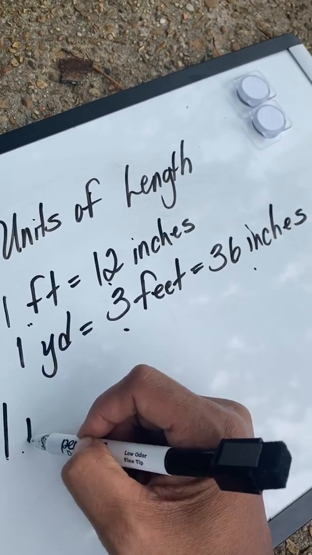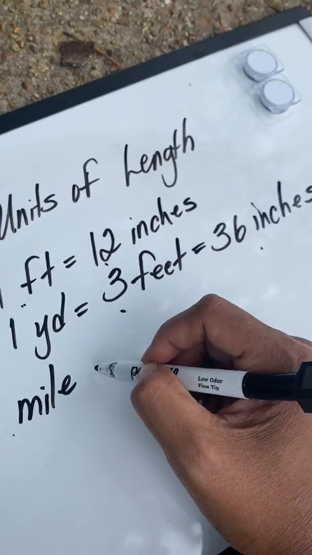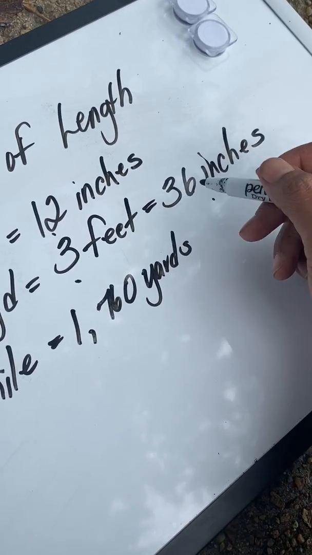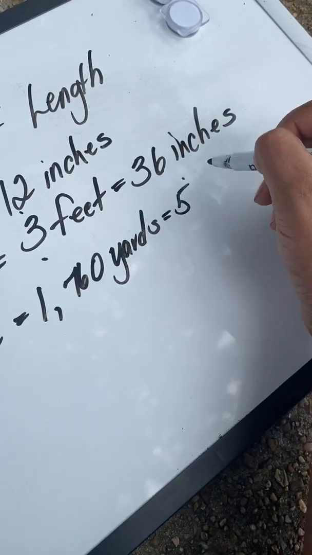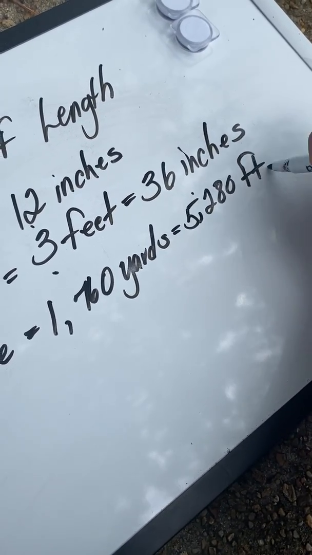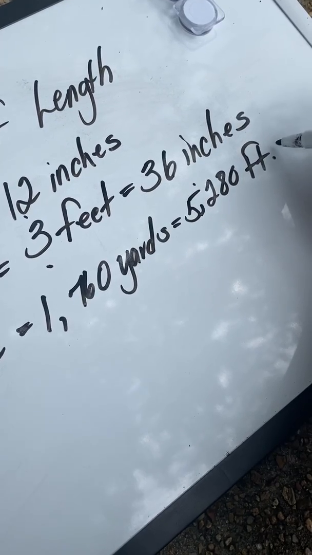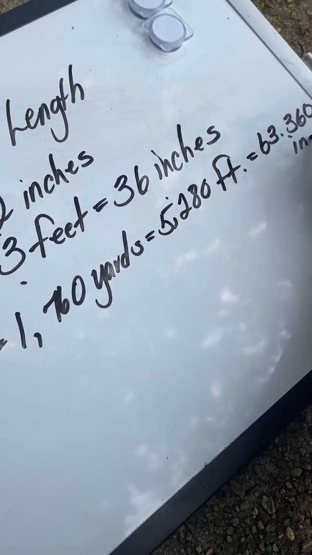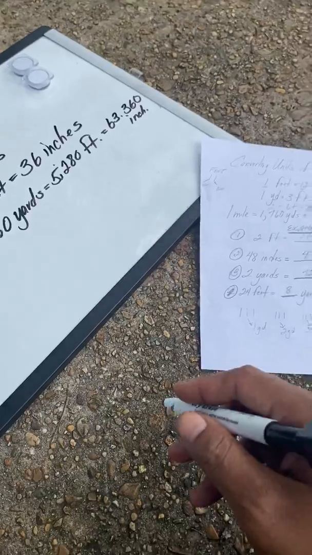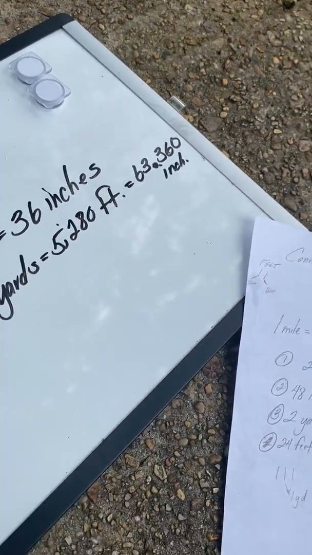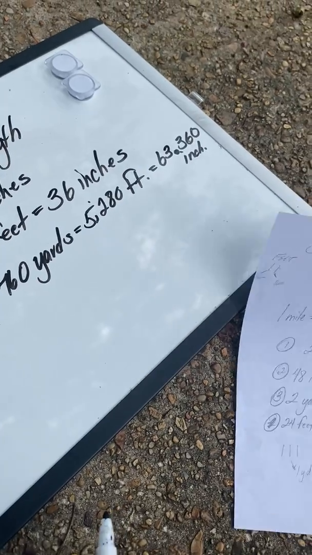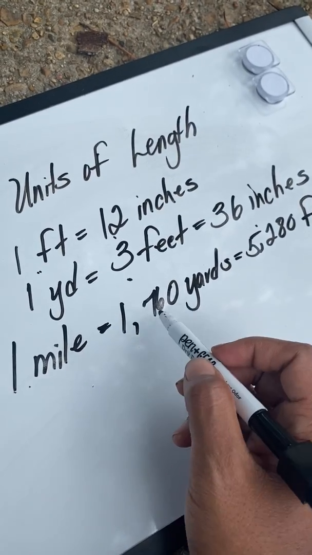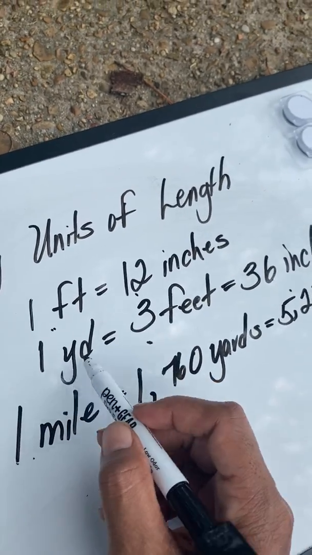So let's talk about a mile. 1 mile is 1,760 yards, or 5,280 feet, or 63,360 inches. Look how many yards make up a mile.